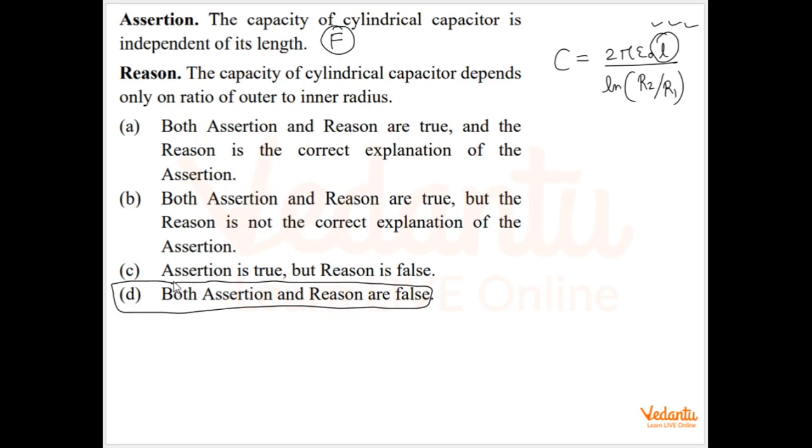We don't even need to look at the reason. But even if you look at the reason, it says the capacity of a cylindrical capacitor depends only on the ratio of inner and outer radius. That is once again a false statement. It depends on that ratio as well as the length of the cylinder.